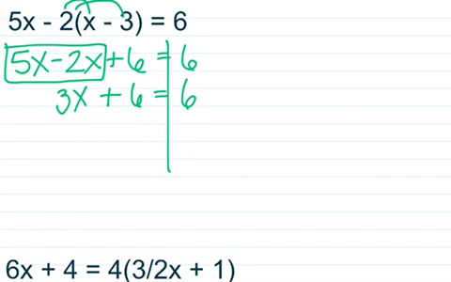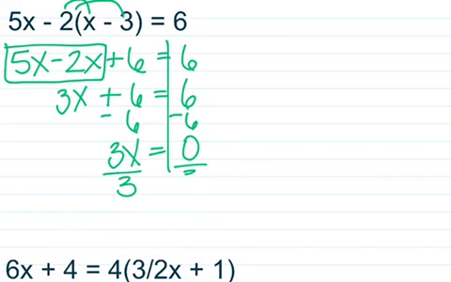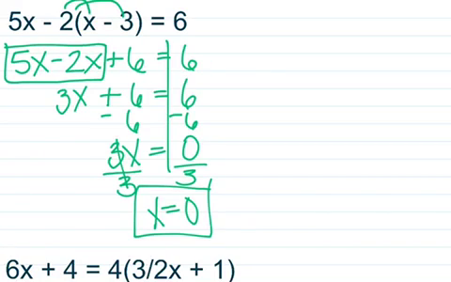I need to isolate my variable, so the opposite of a positive 6 is a negative 6. I do that on both sides. So 3x equals 0. And then to get rid of multiplication, you divide, and 0 divided by anything is just 0. I want to point out that 0 and no solution are not the same. 0 is a number. It can be your answer. No solution, no number works. That's the biggest confusion I see with no solution and 0.